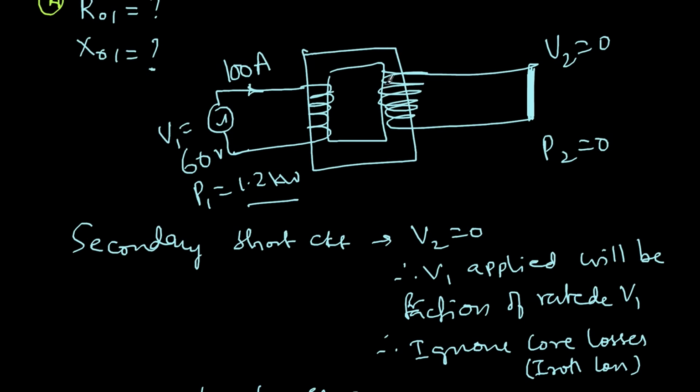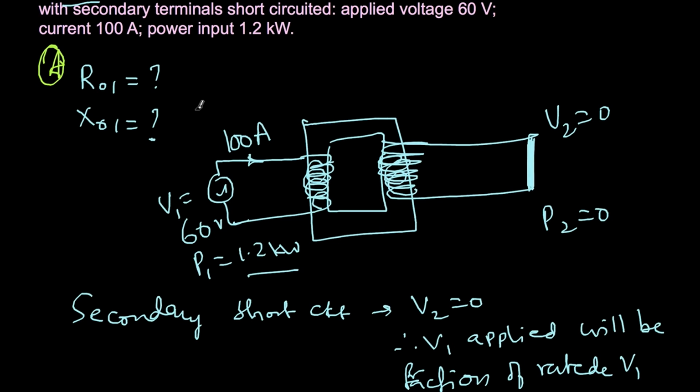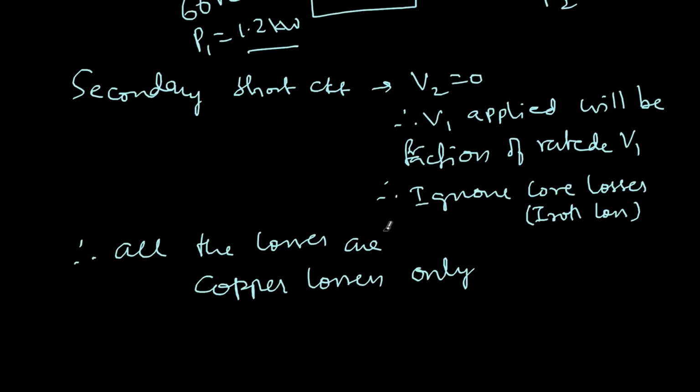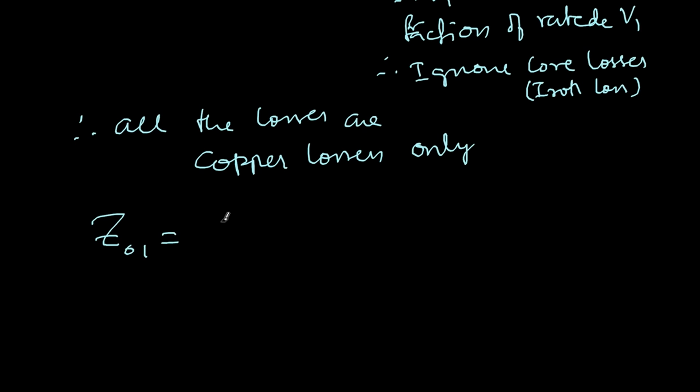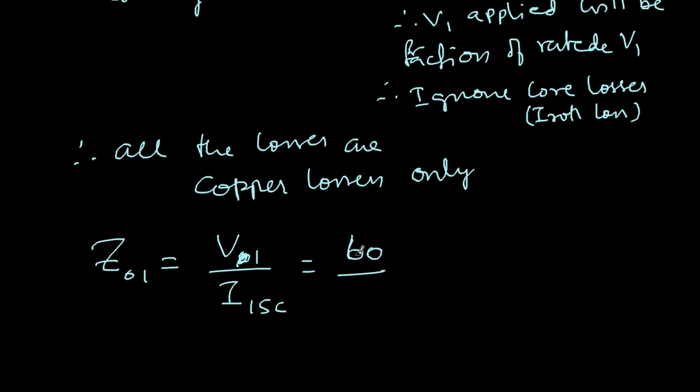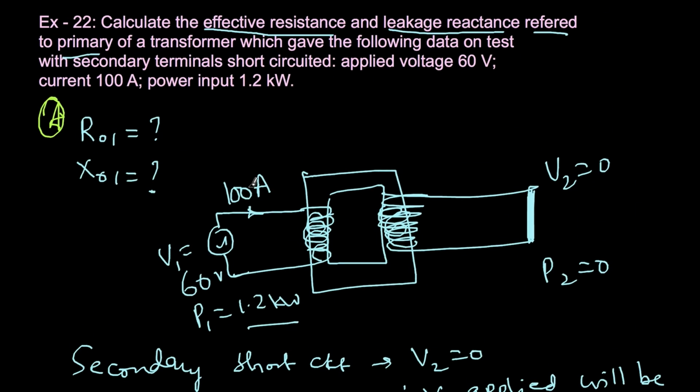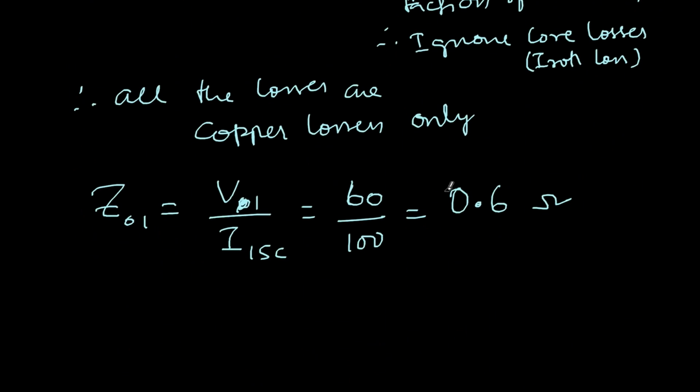The copper losses happen in the secondary winding and the primary winding. Both will get heated up. But I think we don't require that individually, because the question asks for R01 and X01. So let's first find the impedance. How do you find impedance? Z01 is nothing but V1 by I1 short circuit. We are applying 60 volts and the current is 100 amperes. So the impedance is 0.6 ohms.